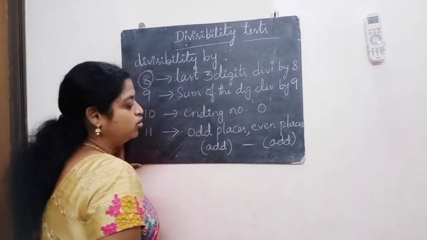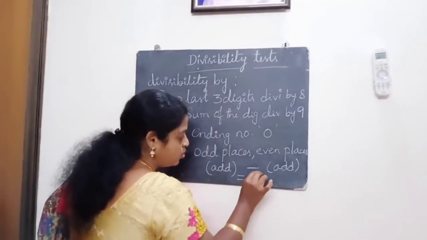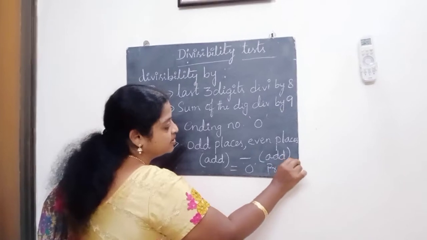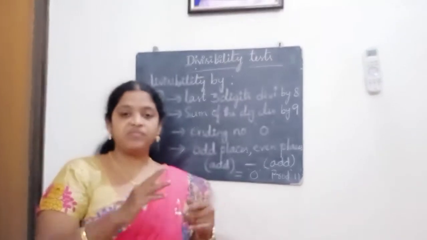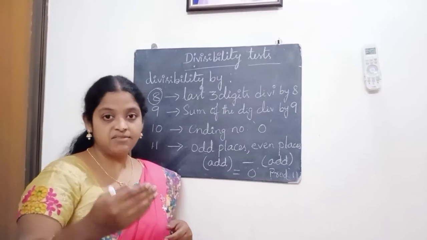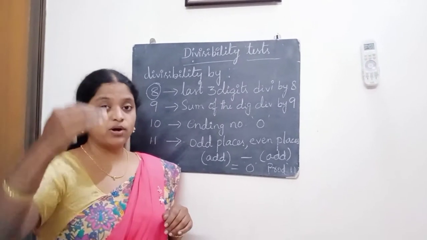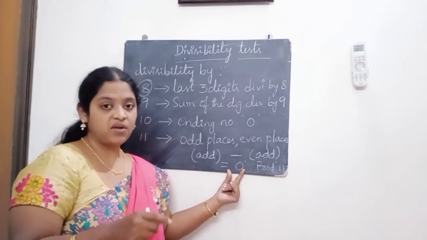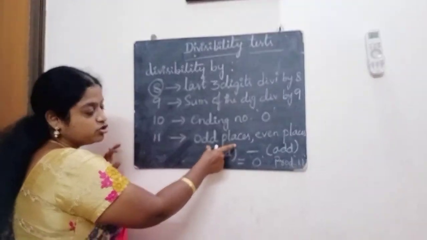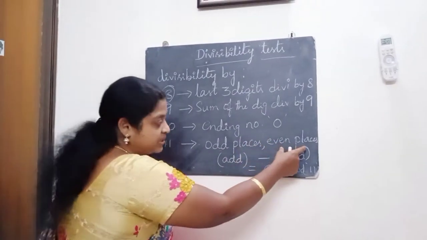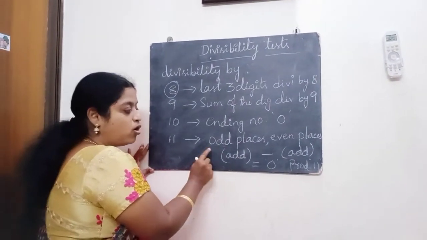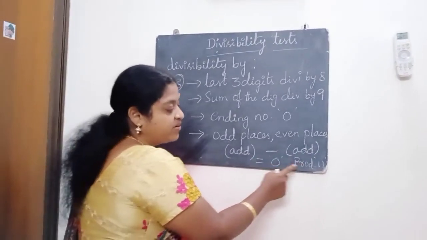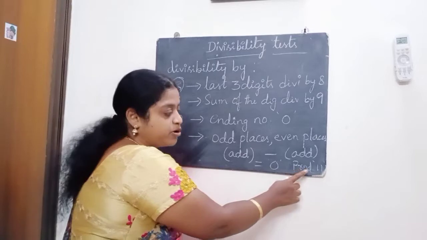Then subtract these two. If you get 0 or a product of 11, products of 11 means the 11 table: 11 ones are 11, 11 twos are 22, 33, 44, 55, whatever numbers you get. If those numbers or 0 are there, then the given number is divisible by 11. First find the odd places and even places in the given number, add all the odd place numbers and all the even place numbers, then subtract them. You will get one answer, and that should be 0 or a product of 11. Clear?